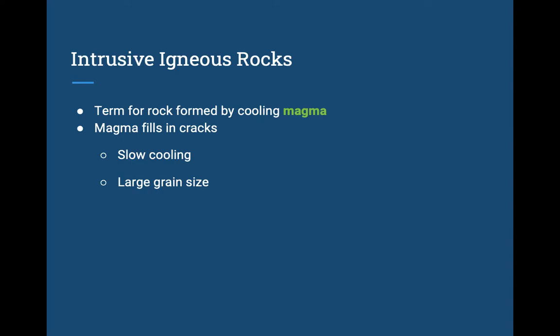Our first subtype here is what we call an intrusive igneous rock, which is when we have magma cool and then become a rock. Okay? So intrusive igneous rocks form from cooling magma, meaning that these rocks form underground, right? They don't actually make it up to the surface.